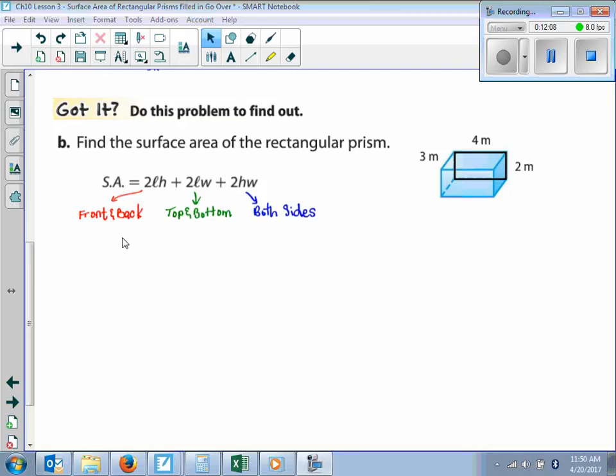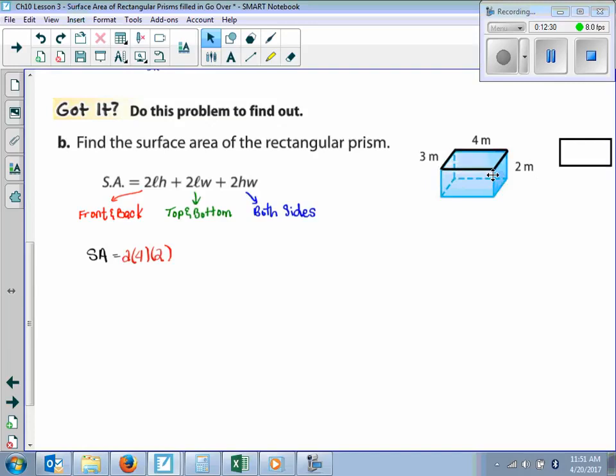And because there's a front and a back, there's 2 faces, we're going to multiply times 2. So that's 2 times 4 times 2. Is everybody clear with that? All right. So now, take that one away. We're going to look at the top and the bottom. There's the top, and there's the bottom. Is everybody good with those?